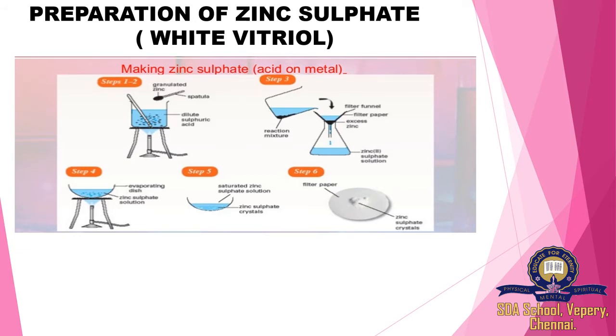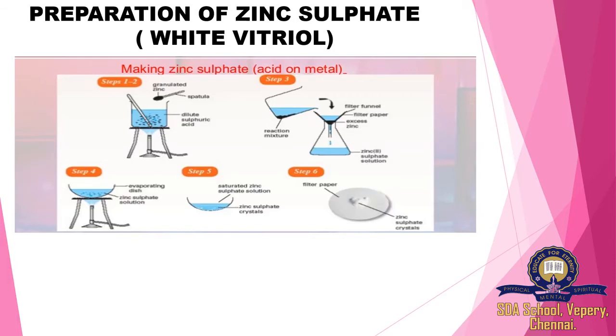The second step is over. The third step, the reaction is complete. We get a solution of sulfuric acid mixed with zinc granules. The next step, we need to filter this solution through a funnel. We have a filter paper and we pour in from the conical flask. We are getting zinc(II) sulfate solution.